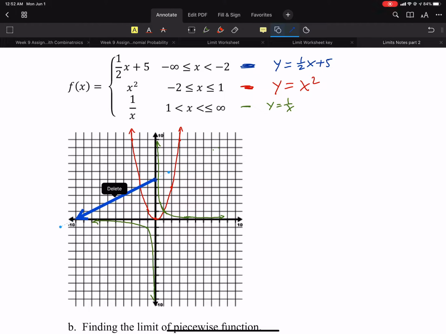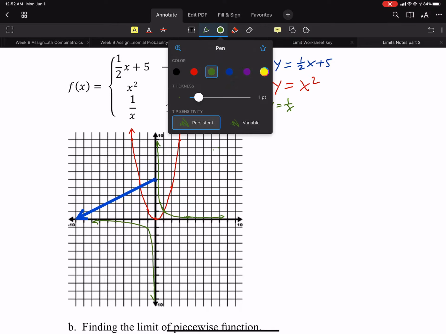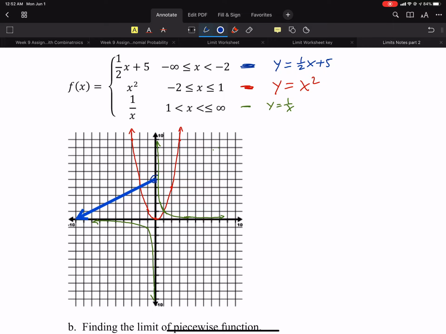And not only that, I want you to realize at -2, this function doesn't exist at -2 because we have a less than, no equals. So at negative 2, this graph doesn't exist. So what I'm going to do at that point is draw an open circle because that function doesn't exist at that point. Let me do that. And so this will be non-existent.